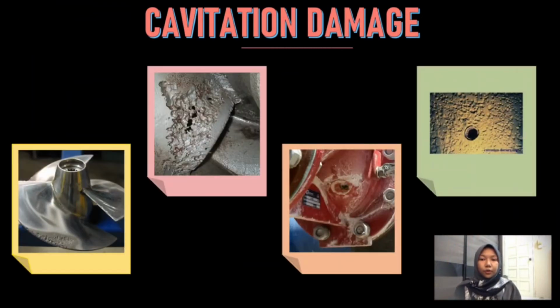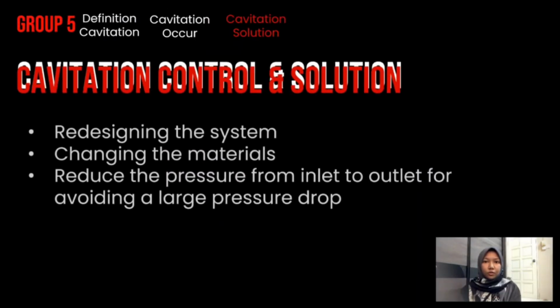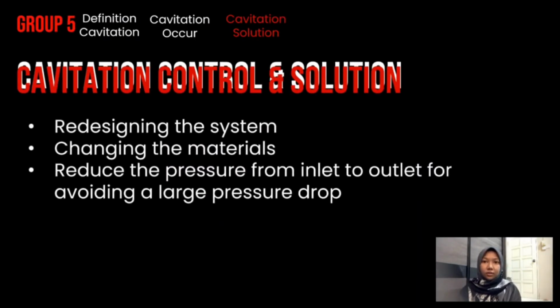Here are some examples of cavitation damage. So, how can we control cavitation? Here are listed some of the solutions. First, we can redesign the systems. Second, we can change the materials. Lastly, we can also reduce the pressure from inlet to outlet gradually. Thus, it will avoid a large pressure drop.